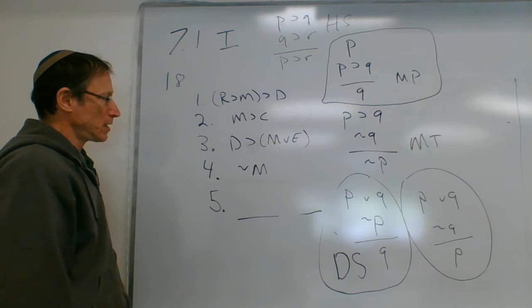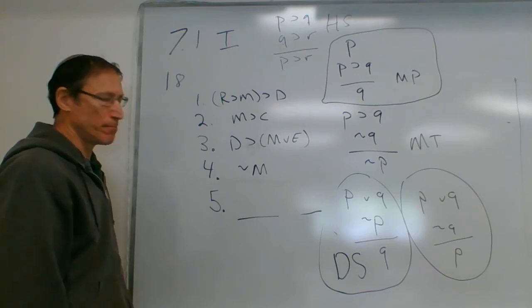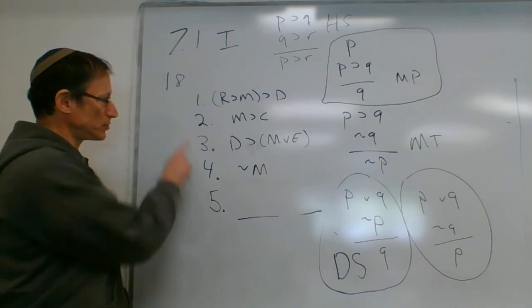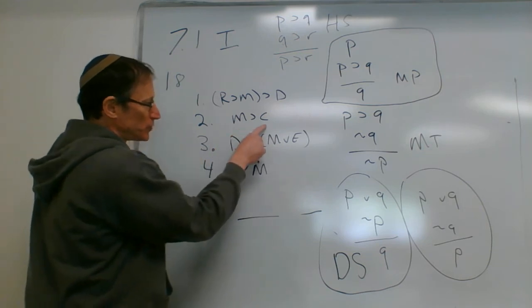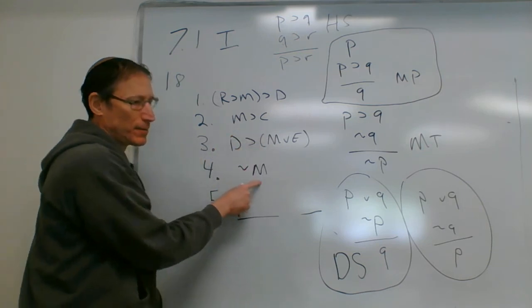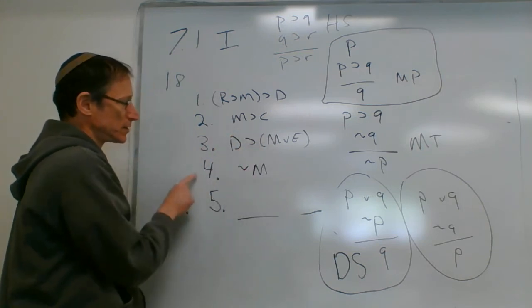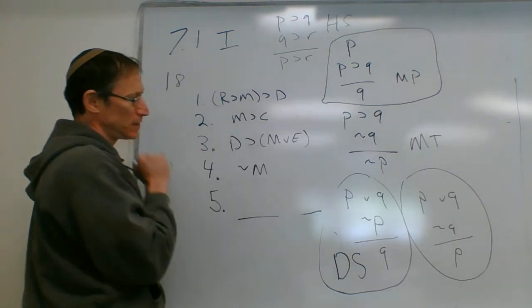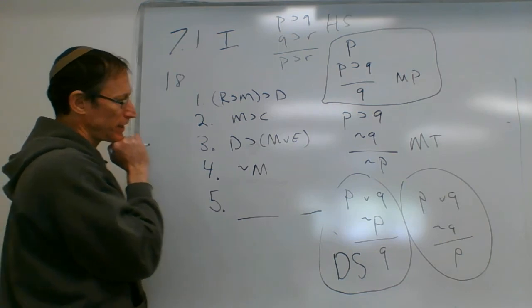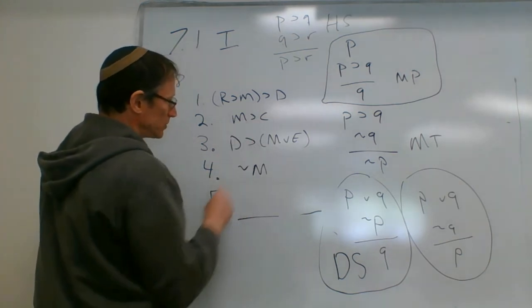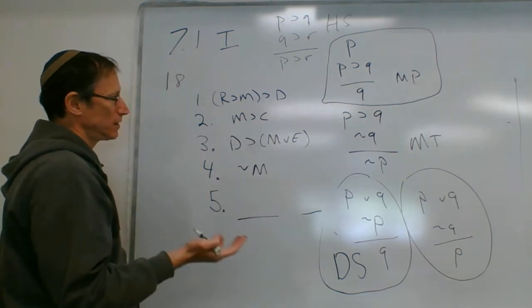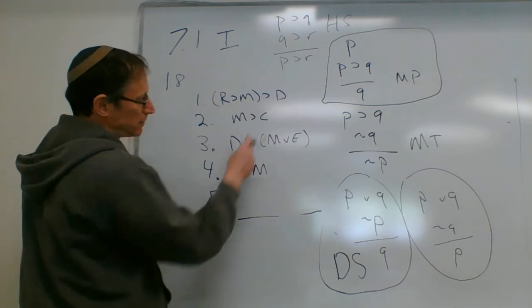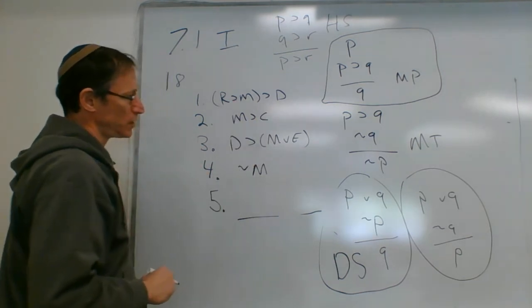So, can I do a modus ponens on 2 and 4? I have M horseshoe C, I have not M. So I cannot do modus ponens on 2 and 4. Modus tollens, I would need not C. So, I don't have D, I can't do modus ponens on 3. I don't have not D, I can't do a modus tollens on 1.